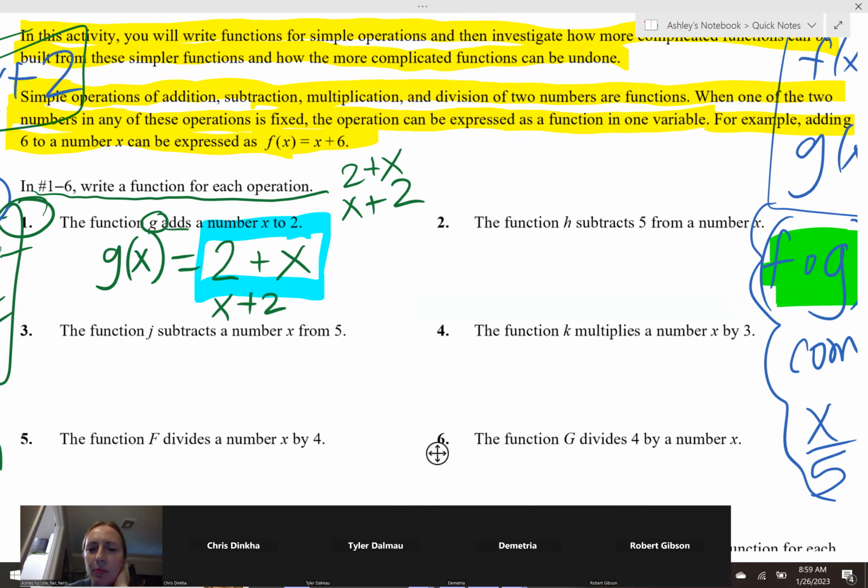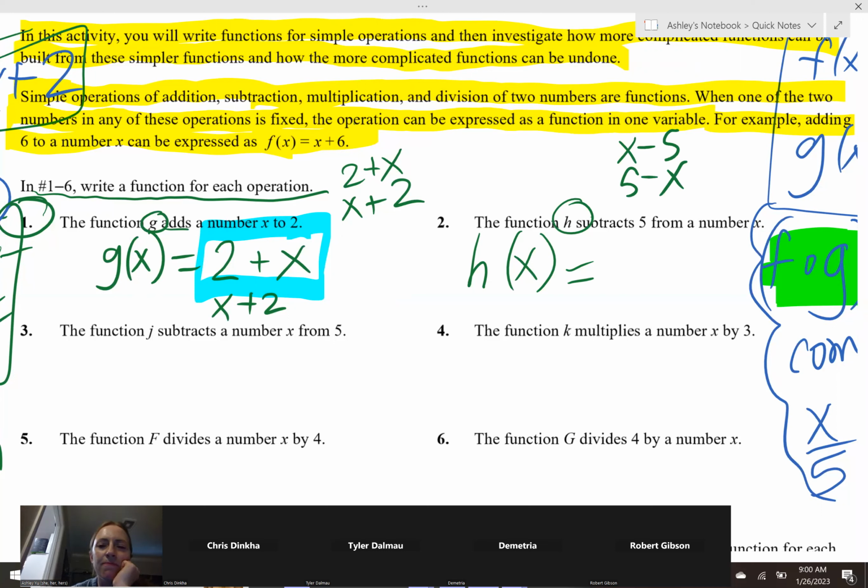So then how about for number 2, h? They're saying the function should be named h. All right, I'll call it h of x, because that's our variable. It subtracts 5 from a number x. So what do you think? Should it be x minus 5 or 5 minus x, the way they phrase it? Yeah, exactly. x minus 5.